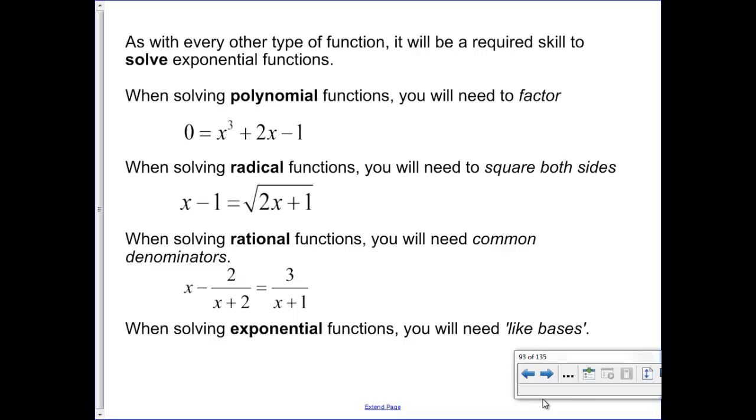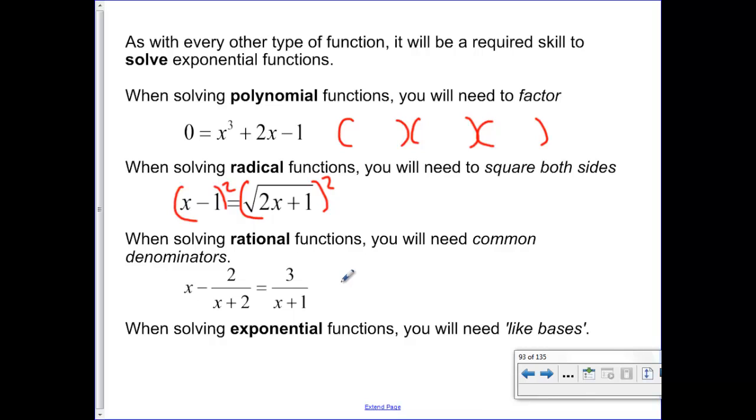Here I just got a generic slide. I want to discuss how this relates to other stuff we've done. I need you guys to know how to solve a polynomial function. So back in unit 1, how do you solve a polynomial function? Well, you have to be able to factor it into a whole bunch of brackets. I also need you to know how to solve a radical function. So a radical function, if there's a square root, to solve that, you square both sides.